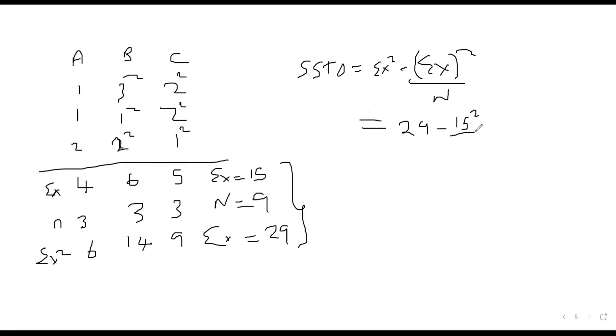Okay, so this is sum of square total, which is given by summation of x squared minus summation of x, all squared, over n. So what do we get? 29 minus 15 squared over 9, quickly.